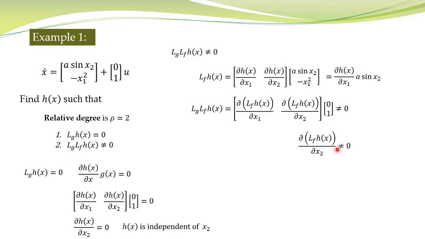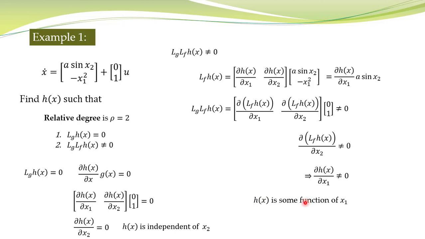So what is the meaning of this thing? This thing should be a function of x2. So this thing is written over here, and this can be a function of x2 only if this is not equal to 0. That is written over here, that is, h of x should be some function of x1. So we have some guidelines for h of x. One guideline is over here, h of x is independent of x2. Another guideline, h of x is some function of x1.